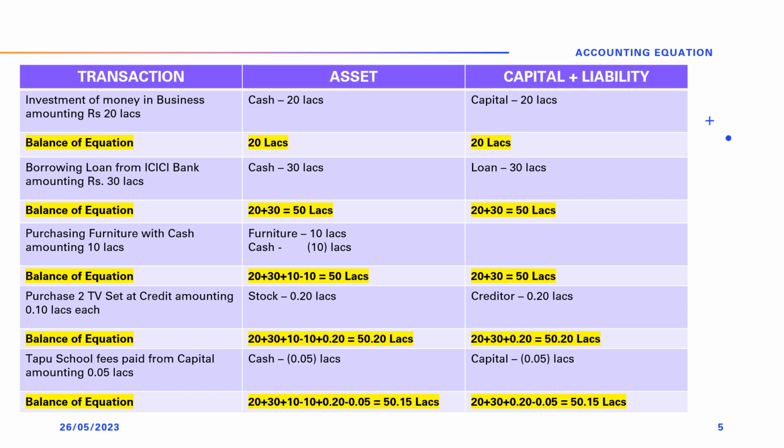Fifth thing was payment of Tapu's school fees from the capital account. To record this in the books, we will simply reverse the entry of the first transaction, that is when Jethalal invested rupees 20 lakhs. Cash will be reduced by 5,000 and so will the capital. So total after this transaction will be rupees 50.15 lakhs.